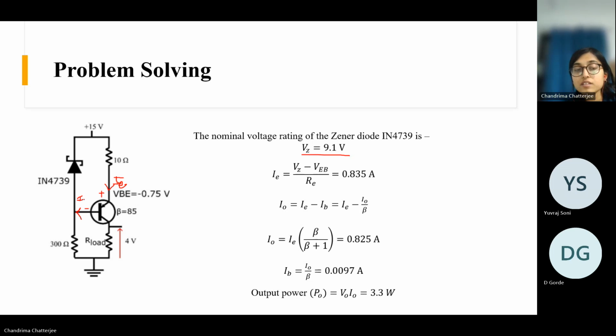And the base current IB flows in this direction. And here the collector current flows. Okay. Collector current flows through the load resistance. So this is our VZ, right? So you will have to simply apply KVL in this upper loop. So IE is VZ minus VEB by this resistance. This is RE. Okay, this is RE.